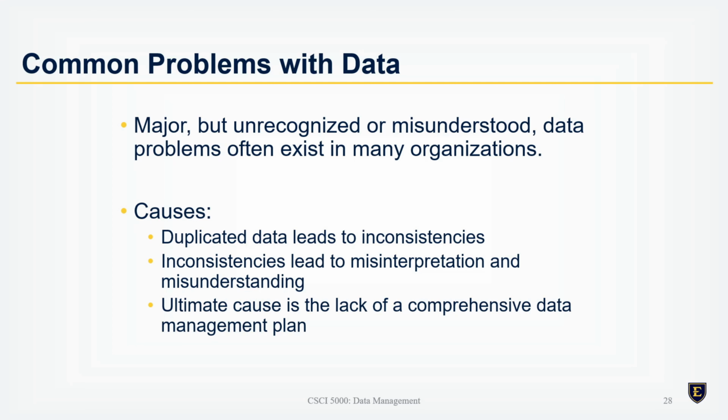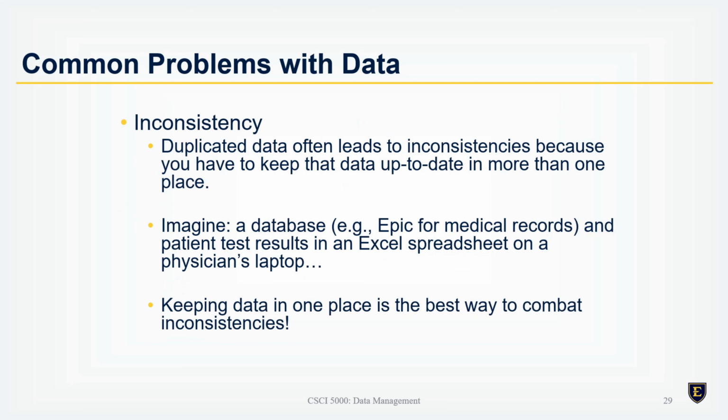The ultimate cause is the lack of a comprehensive data management plan. So having a plan is of the highest importance when you're looking at ensuring that these common problems are not detrimental to your business. So inconsistency, as we said: duplicated data often leads to inconsistencies because you have to keep that data up to date in more than one place. So data quality is very important, ensuring that the up-to-date quality is met.